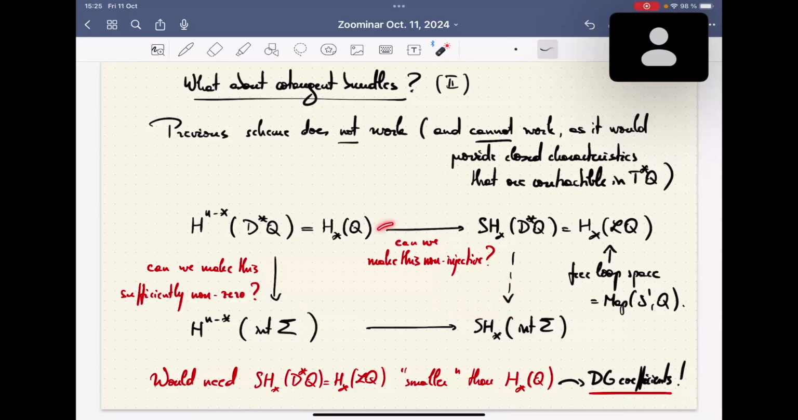Can we make this map? There's a little delay, like I'm drawing on my iPad, but there's a little delay. Can we make this map from the homology of the constant loops to symplectic homology injective? Or it is injective, sorry. Can we make it non-injective? Can we make, as I wrote in red on the bottom of this page, the symplectic homology, meaning the homology of the free loop space, smaller than the homology of the constant loops? And our answer is yes, using this new notion of differential graded coefficient.